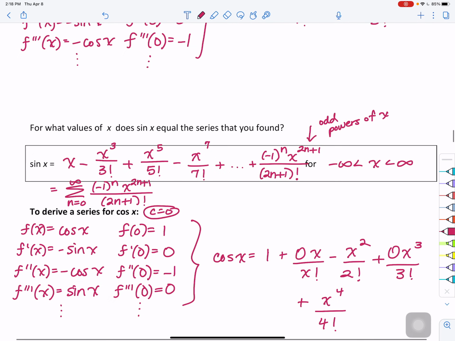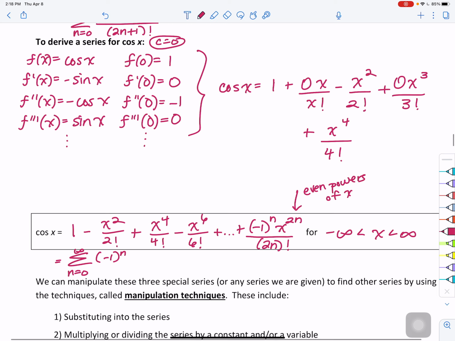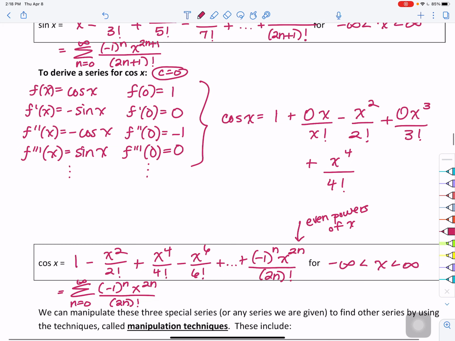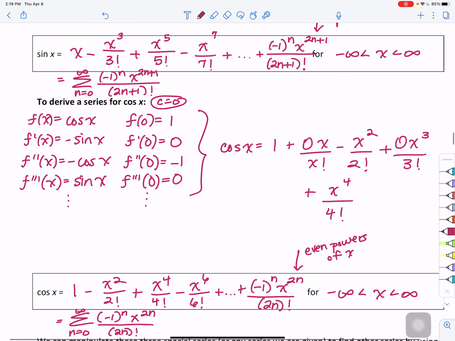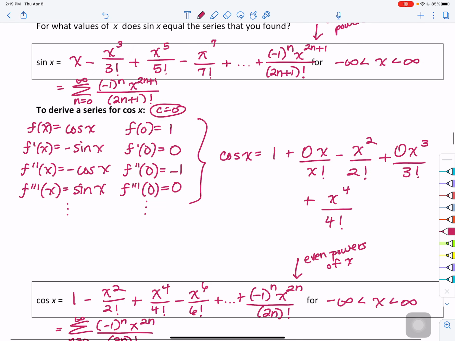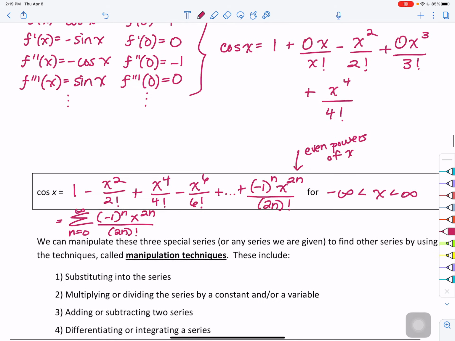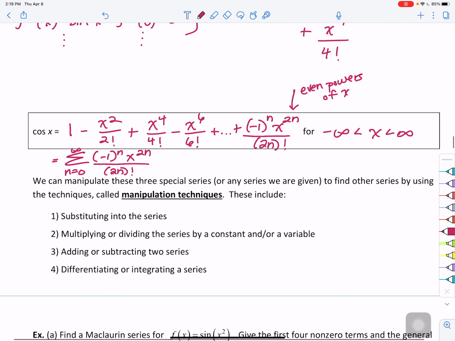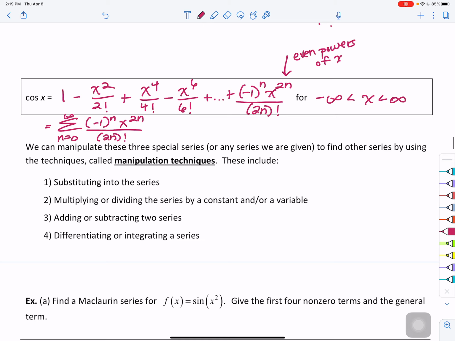And would that first one be positive? Yes. And then we have x to the 2n all over 2n factorial. And I was just thinking that when n is 0, yes, that works. Okay. So we can manipulate these three very, very special series.